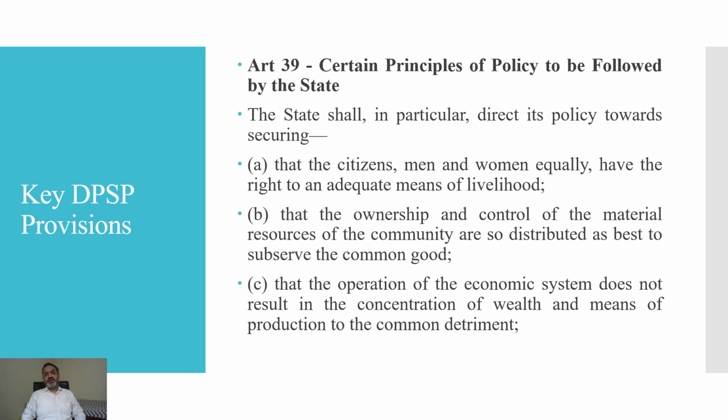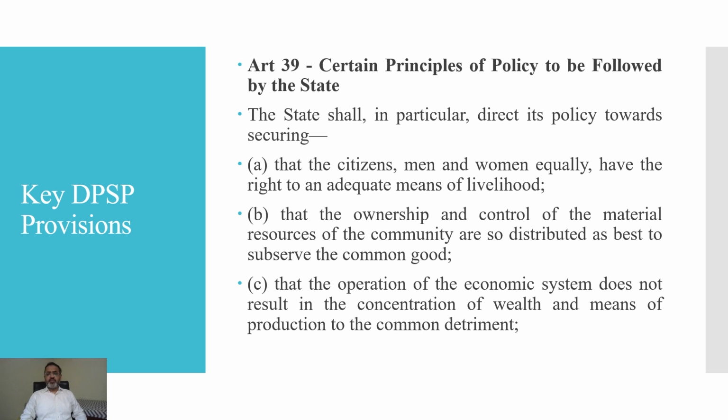Now Clause B, that the ownership and control of the material resources of the community are so distributed so as best to subserve the common good. Now, this is talking about resources, because the resources in the community are limited, and often there is a mismatch. Some people have access to the bulk of these resources, whereas the overwhelming majority has to deal with peanuts. And that is why this particular principle is asking the state to ensure that the material resources of the community are distributed as best to subserve the common good.